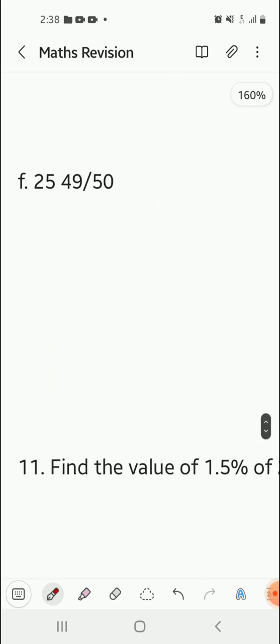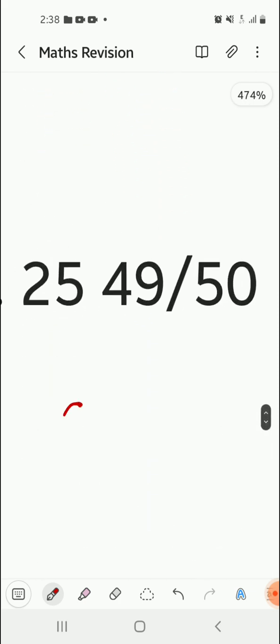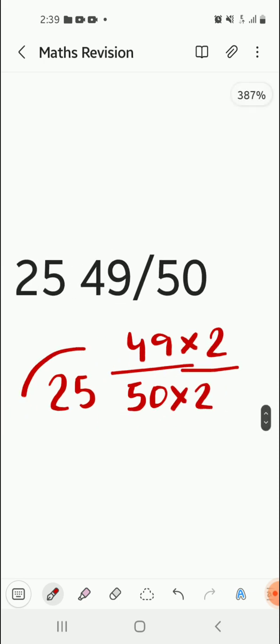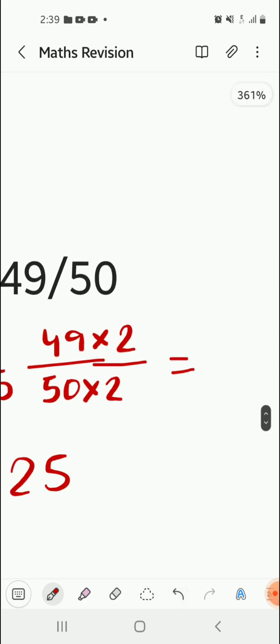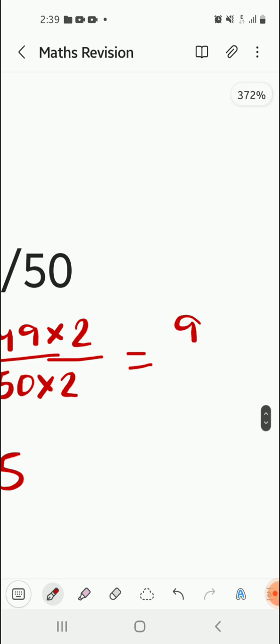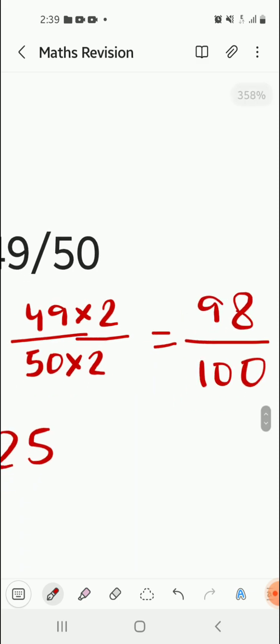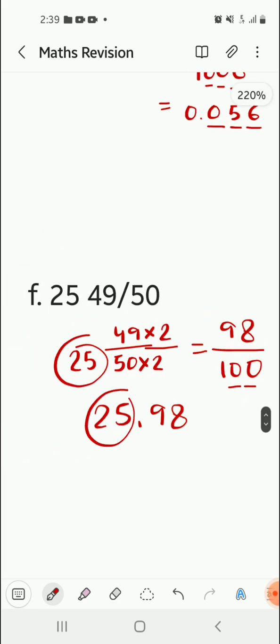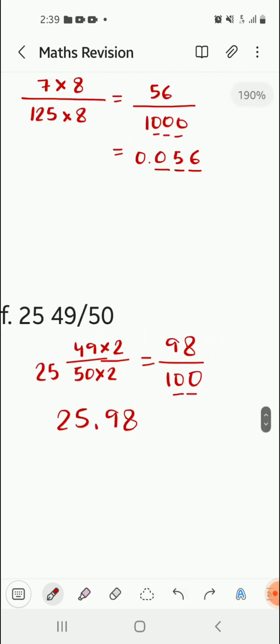Moving on to the next question, 25 49 by 50. Simply write 25 in this manner and 49 by 50. Multiplying 50 with 2 and this also with 2. Leave this as it is. This is a whole number. So you write 25 as it is. 49 into 2 is 98 and 50 into 2 is 100. So there are two zeros. So there will be two decimal places, that is 0.98. So my answer becomes, for the whole number 25, 25, and for 98 by 100, 0.98. Together this becomes 25.98. That is it.